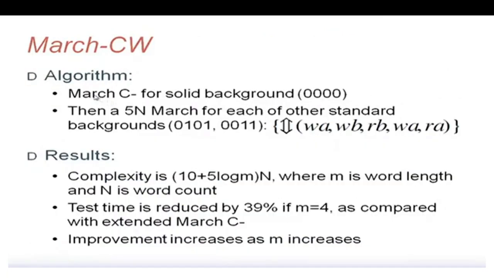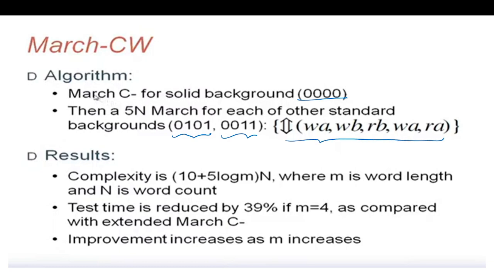March CW. So apply March C minus for the solid background, all zeros. Then apply a 5n March for each of the other standard backgrounds. The other backgrounds include 0101, 0011, and this is the March pattern.